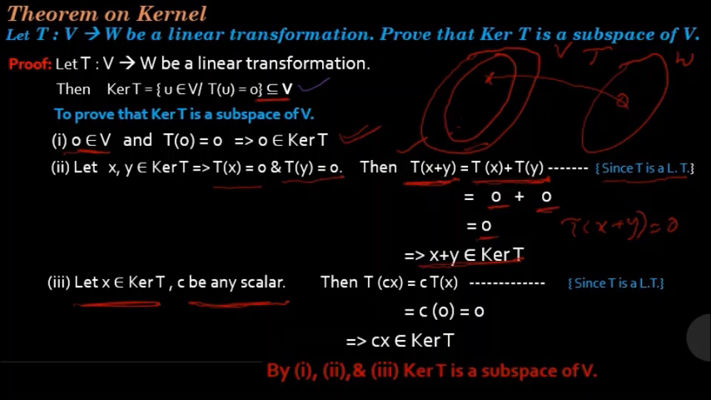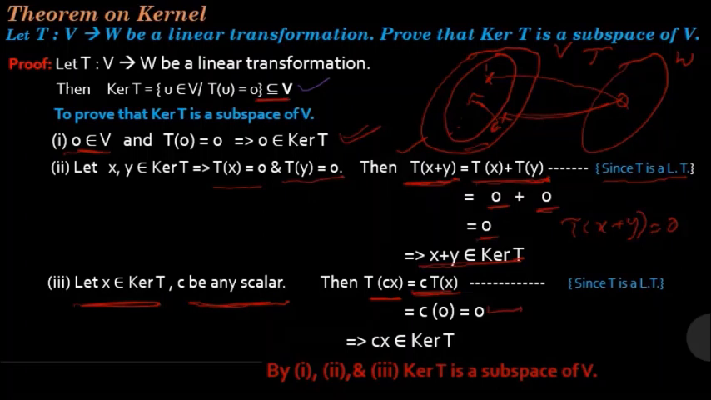Then we have to prove that if you take the scalar C, where will CX be? CX will be there in V. You have to prove that this CX is also there in the kernel. When will it be there in the kernel? When its T image is 0. If its image is 0, then it will come to the kernel. Let us look at its image. What is T of CX? Now, according to linear transformation, T of CX is equal to C into T of X. That is equal to C into 0, since T of X is 0. C into 0 is equal to 0.